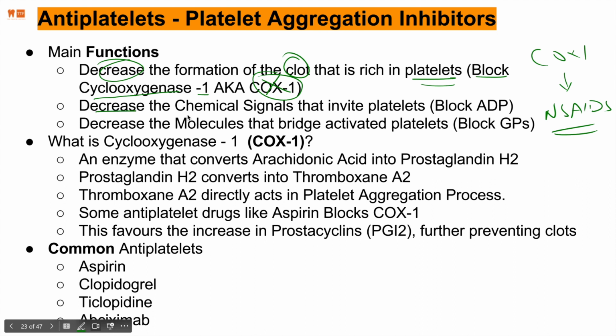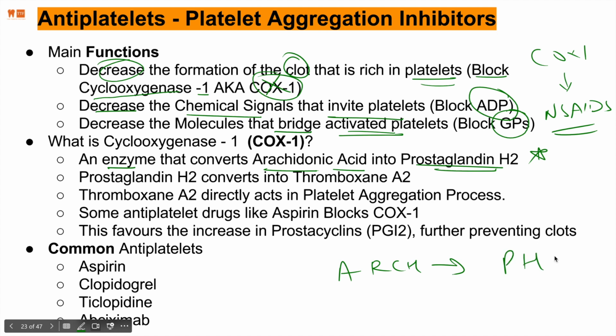So it decreases the chemical signals that invite platelets, therefore it blocks the ADP, adenosine diphosphate. Remember the signals. It decreases the molecular bridge that is activating the platelets with one another. That is the GPs, glycoproteins. It blocks everything, antiplatelets. So what is COX-1? Well, COX-1 is an enzyme, okay? It converts something known as arachidonic acid into prostaglandin H2. Remember this, arachidonic acid into prostaglandin H2.